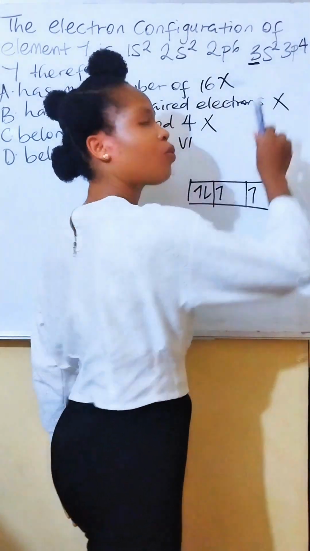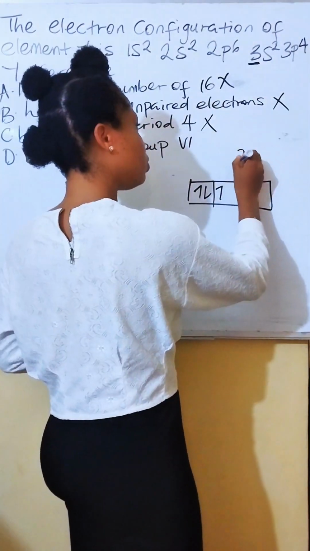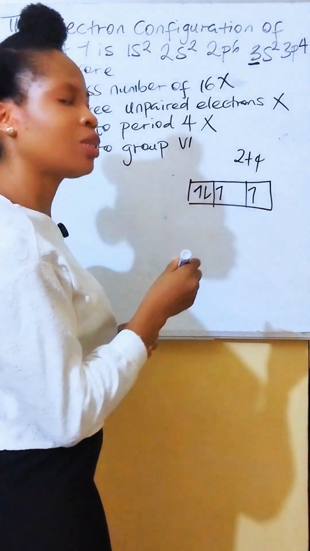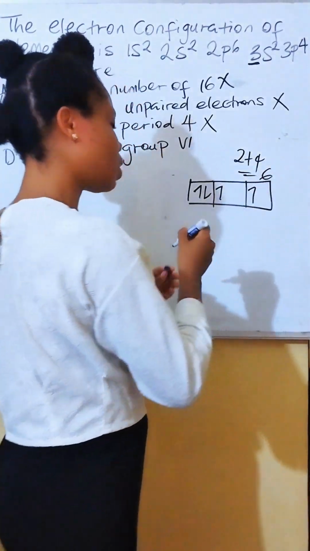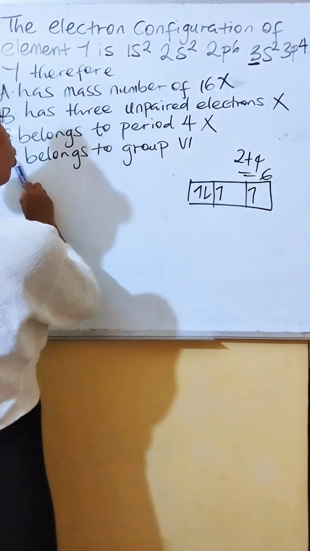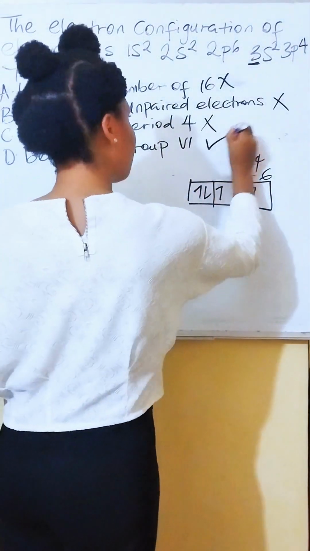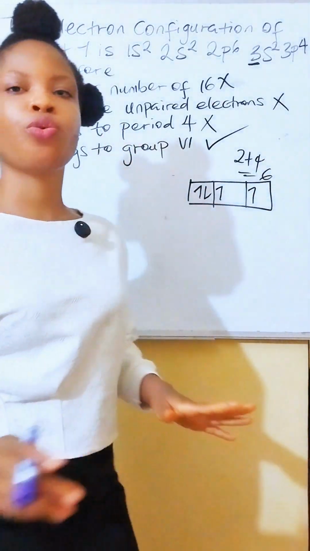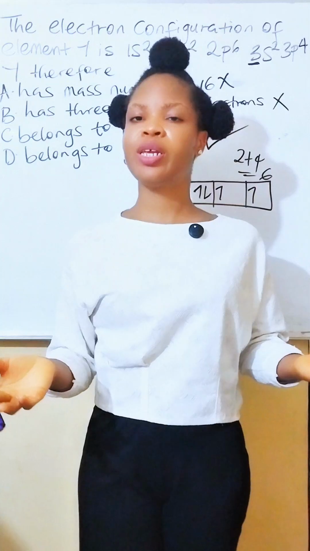So 2 plus 4 will give us what? 2 plus 4 will give us 6. So 6 is the what? The group of this element. Therefore, option D is the right answer. Y belongs to group 6 of the periodic table.